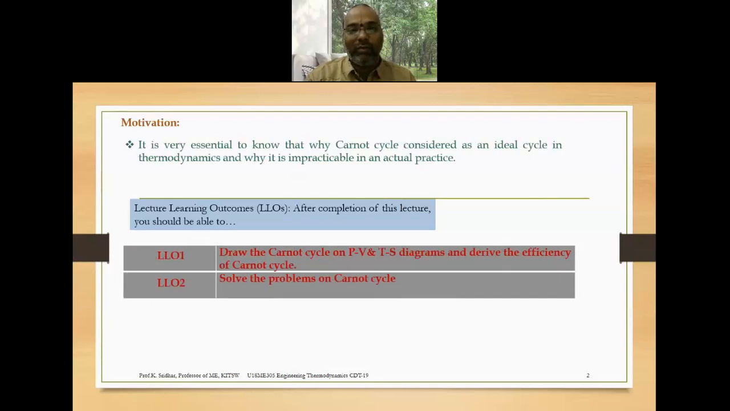After completion of this lecture, you should be able to draw the Carnot cycle on the PV diagram and also on the TS diagram, and derive the efficiency of the Carnot cycle. The second outcome is that you should be able to solve some problems on the Carnot cycle.